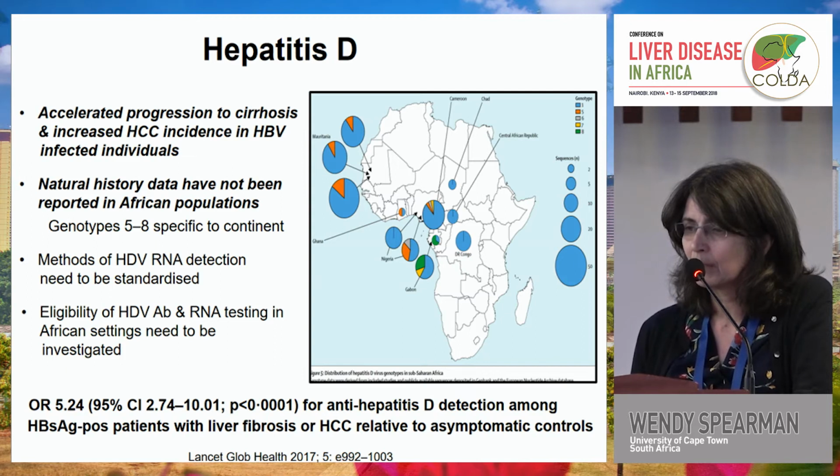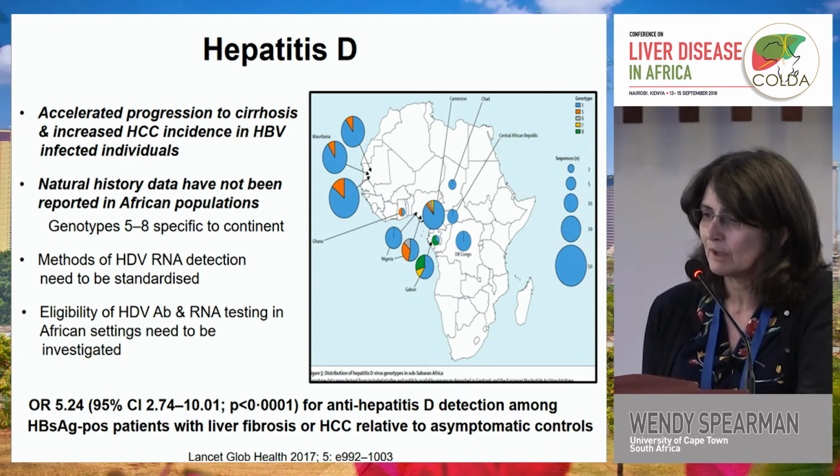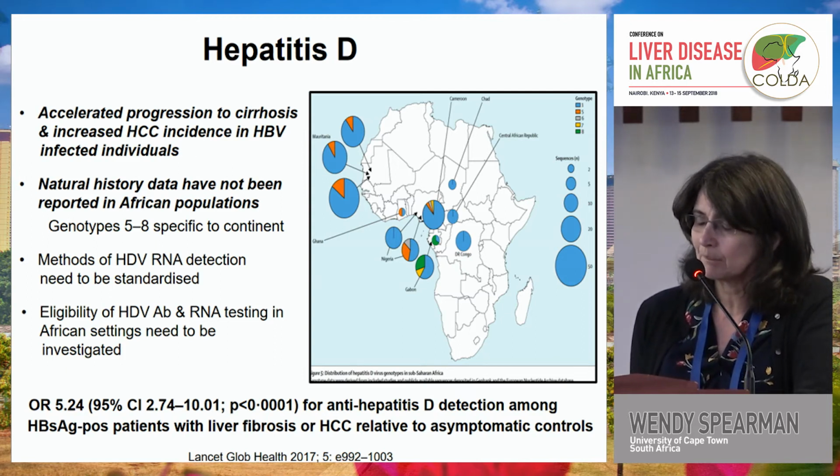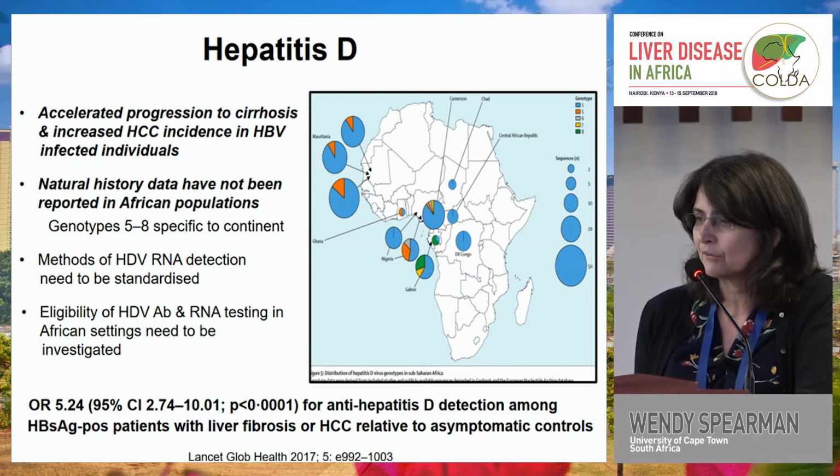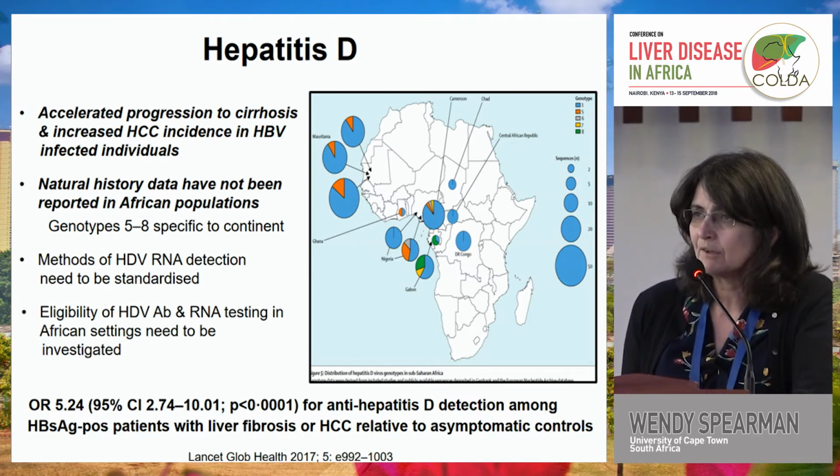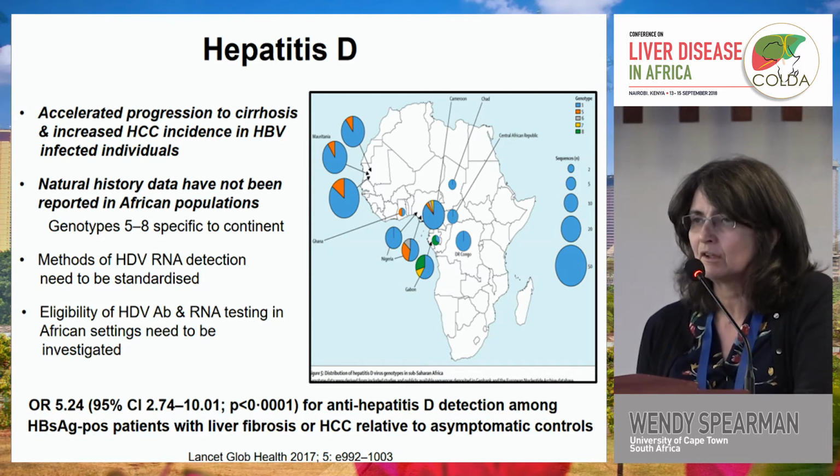But we need to remember that the odds ratio of being hepatitis D antibody positive is 5.24 in surface antigen positive individuals who present with liver fibrosis or HCC relative to their asymptomatic controls. So I think this is an entity we need to consider in individuals who are hepatitis B positive, who are virally suppressed and compensated, who then deteriorate. We need to be aware of this potential co-infection of hepatitis D.